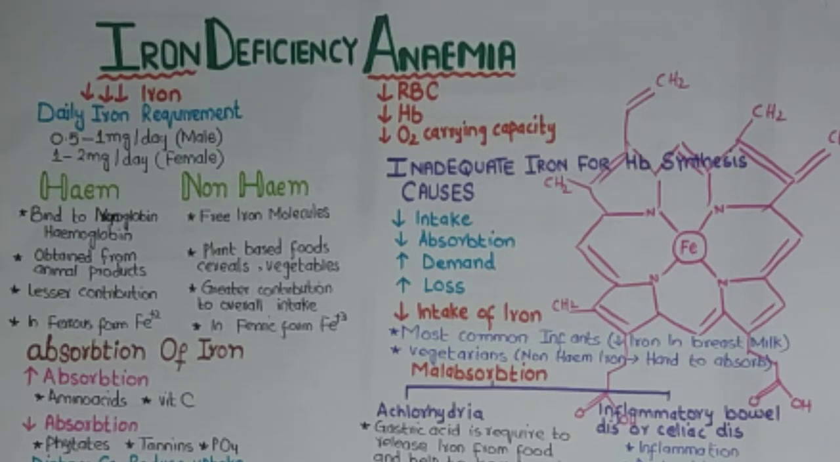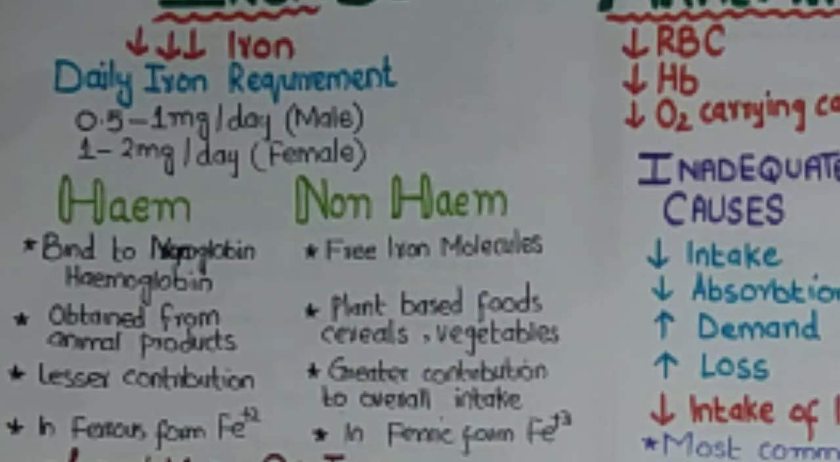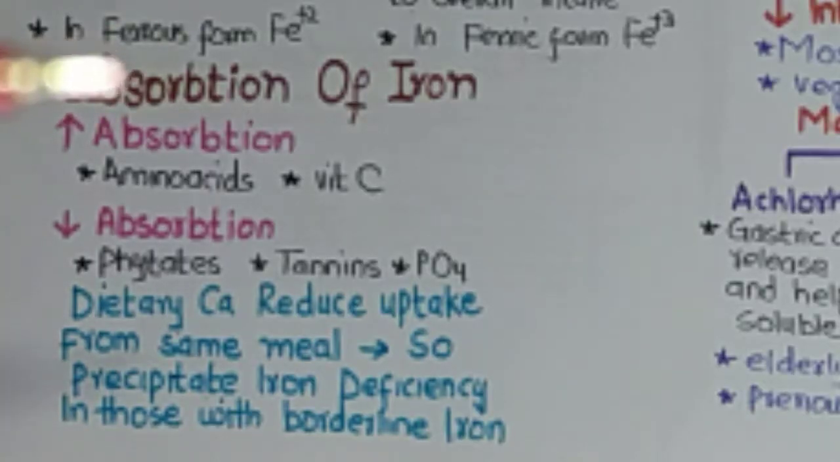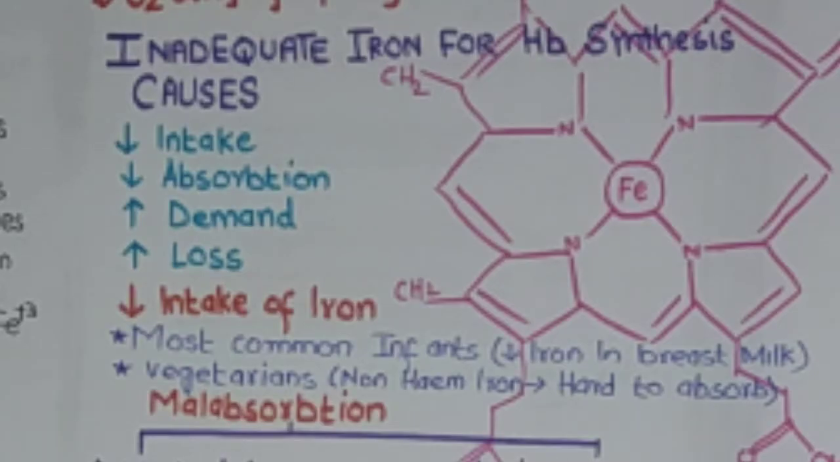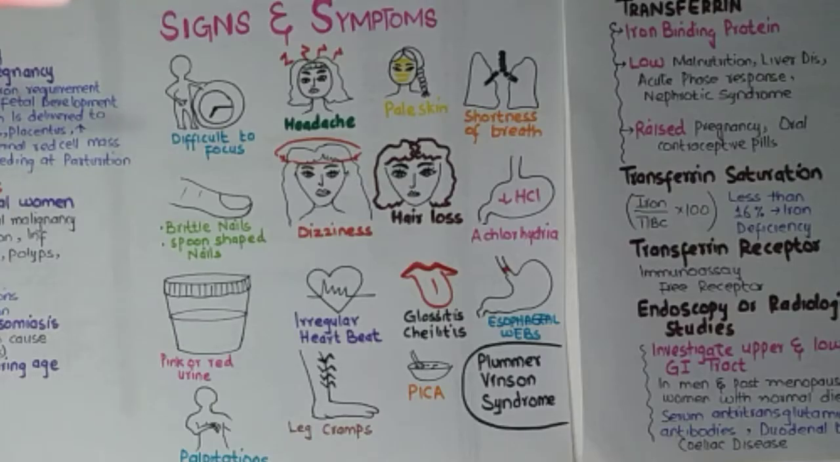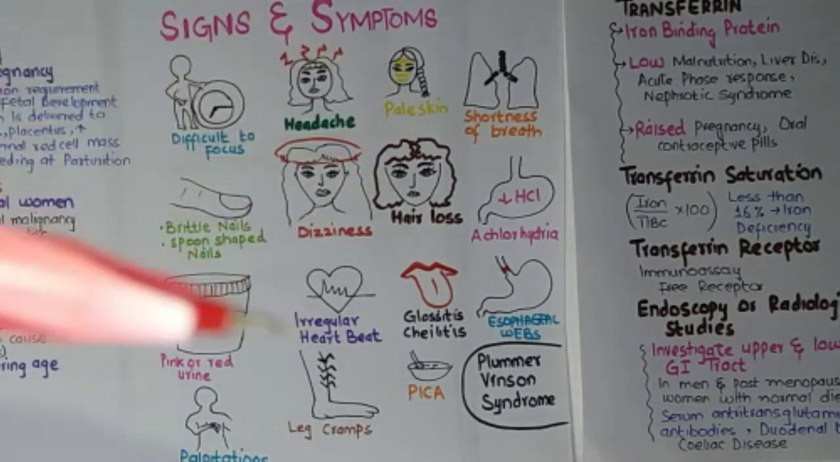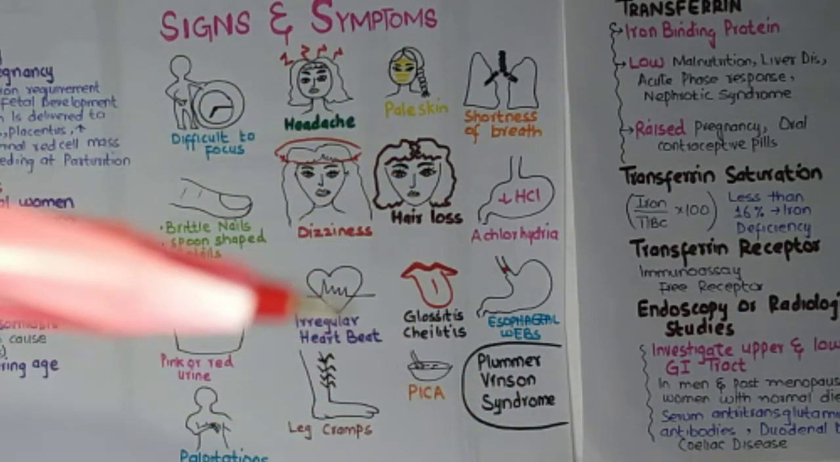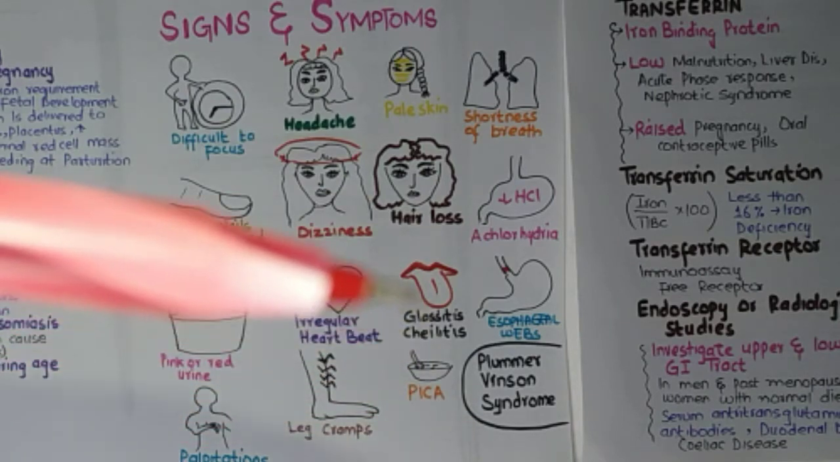Today we are going to study iron deficiency anemia. In today's lecture, I am going to tell you what is the daily iron requirement, what is the difference between heme and the non-heme form of the iron, absorption of the iron, and what are the different causes of iron deficiency anemia, signs and symptoms of iron deficiency anemia, and some specific symptoms of iron deficiency anemia.